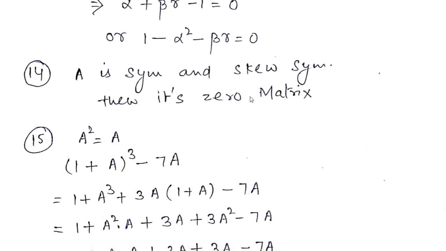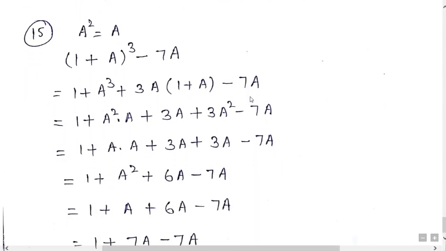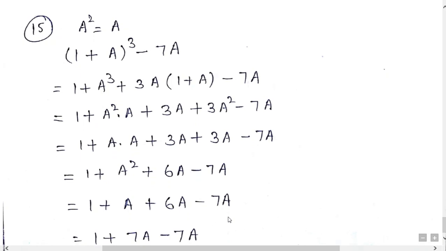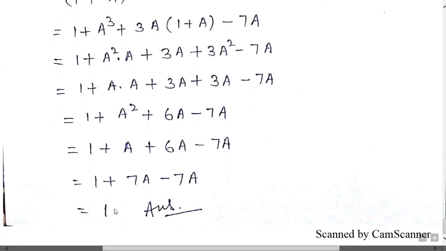Question number 14. A is symmetric and skew symmetric. Then only one case is there. It means it's a zero matrix. Otherwise, there is no possibility. In question number 15, a square is given to you, that is a, and you have to calculate 1 plus a cube minus 7a. Simply open the cube. Then in place of a square insert a. Again in place of a square insert a. You will get the answer as 1.